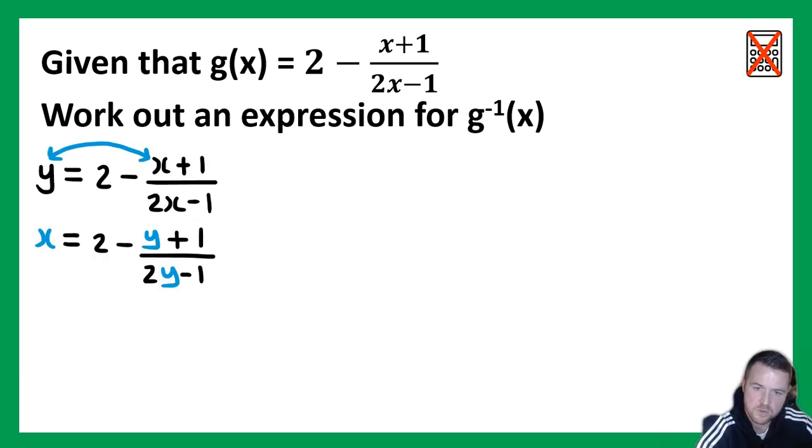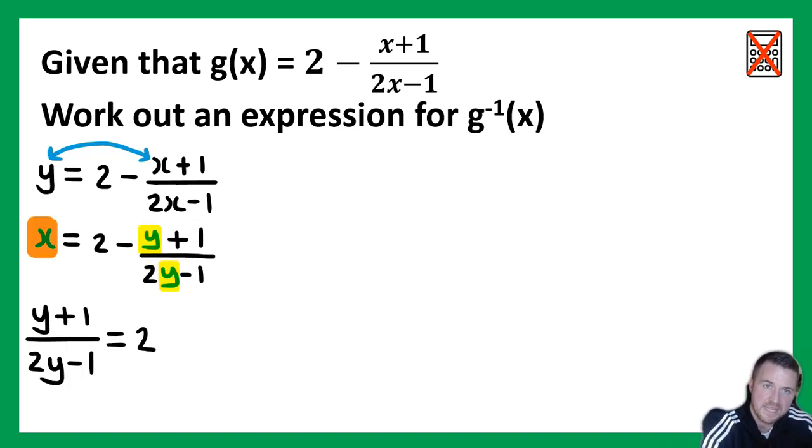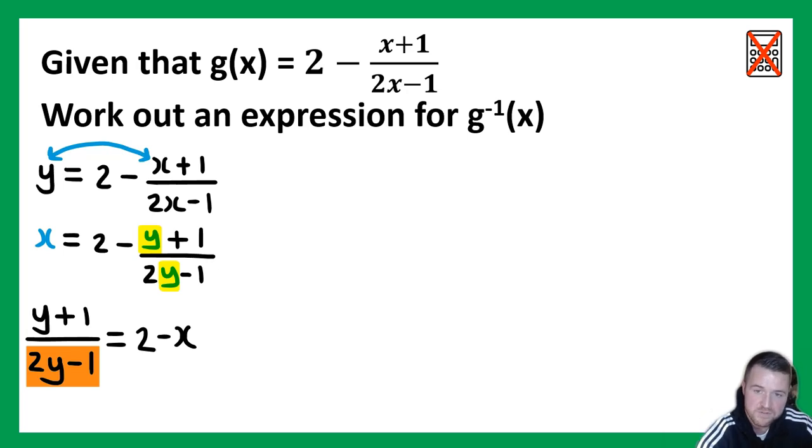So x is equal to 2 minus y plus 1 over 2y. Take away 1. Now I'll make y the subject. Since y appears more than once, it's quite likely I'll need to use factorising to help me do this. There are a couple of ways of approaching this, but I'm going to start by adding this to both sides, making it positive on the left-hand side, and then subtracting x from both sides to give me 2 minus x on the right-hand side.